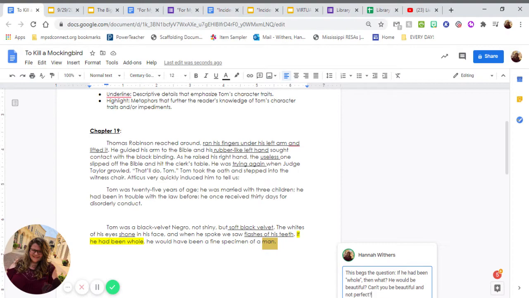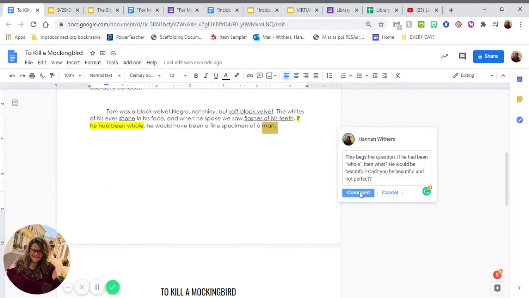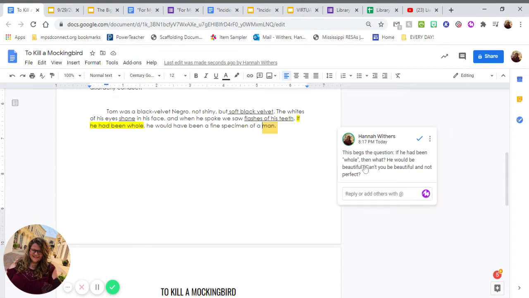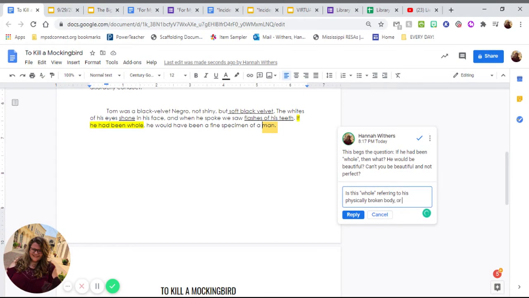But then I've said this before, and I'll say it again. When it comes to reading, we are always pulling back a layer. So is his whole being, is that his physical body? Is this whole referring to his physically broken body?